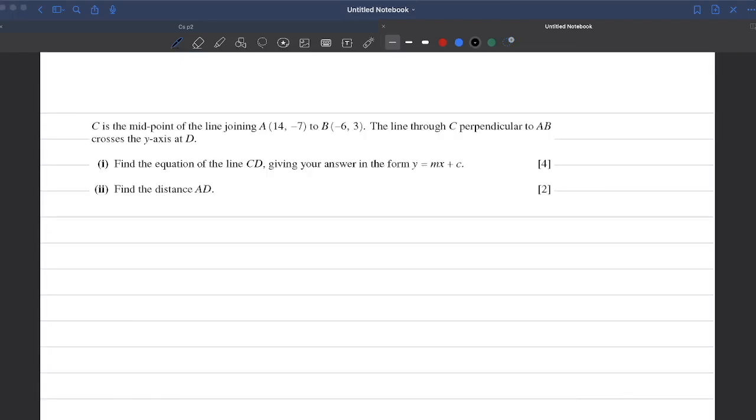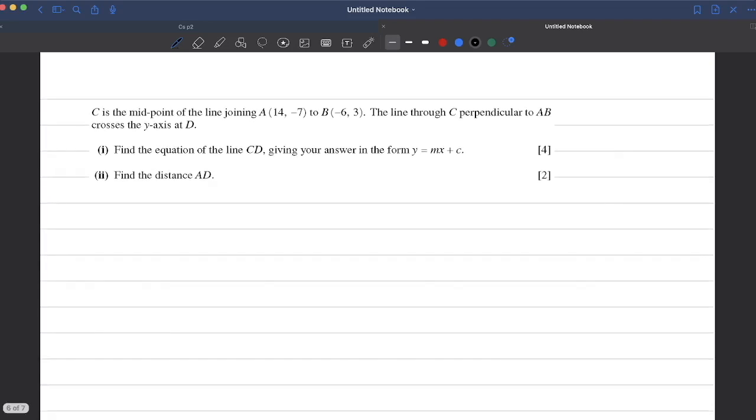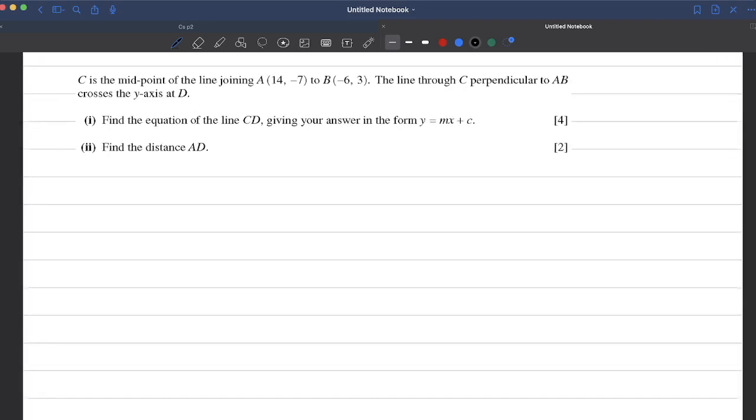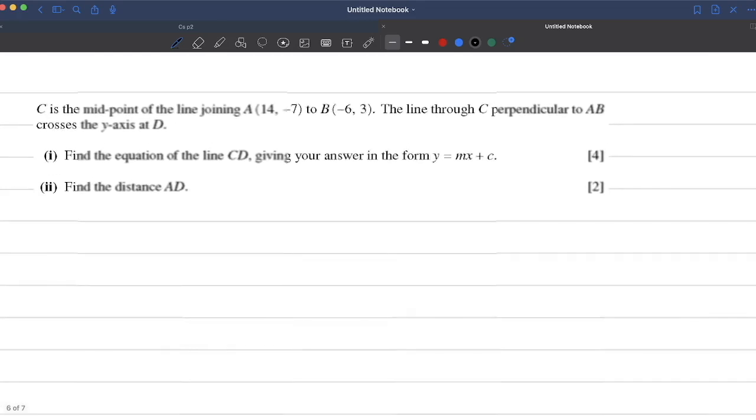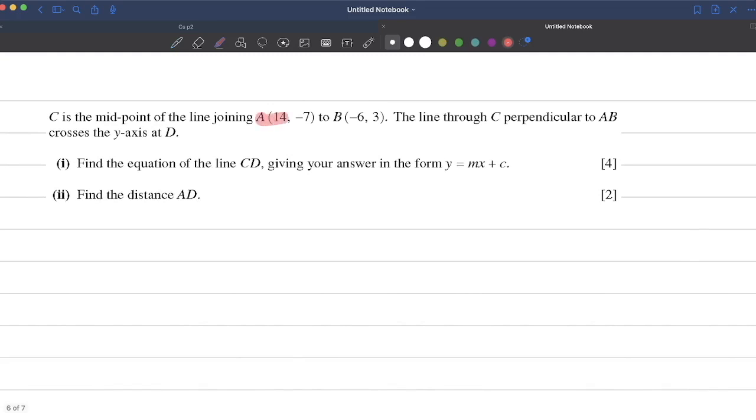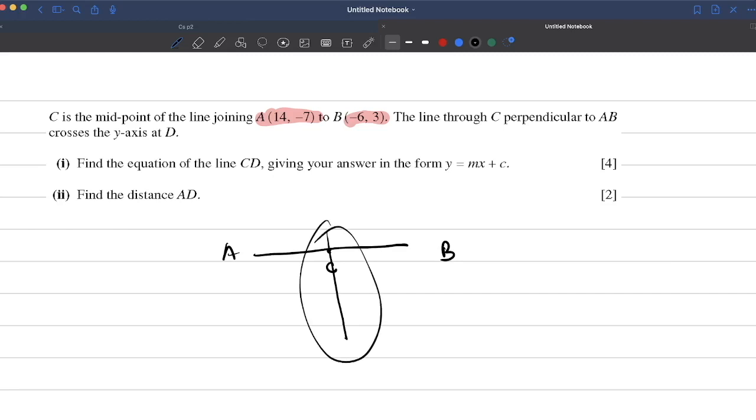Okay, this is the next question. Let's attempt this question. So C is a midpoint, right? We'll just zoom into this. C is a midpoint of a line joining A, which is 14, negative 7, and B, which is negative 6, 3. So C is a midpoint of these two. So we have A and then we have B, and between these two is the midpoint C. The line through C perpendicular to AB crosses the y-axis at D. So there's a line through C which is perpendicular to AB, crossing the y-axis at D.